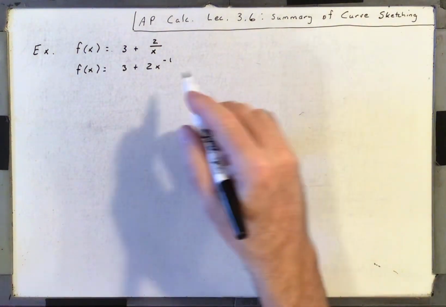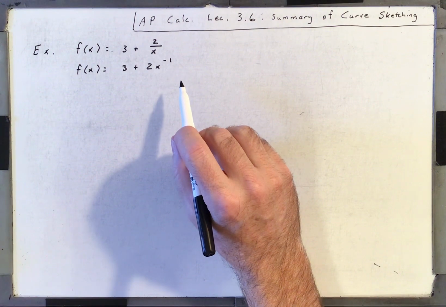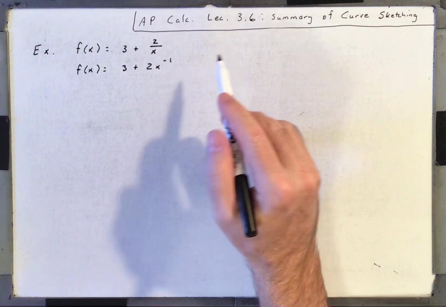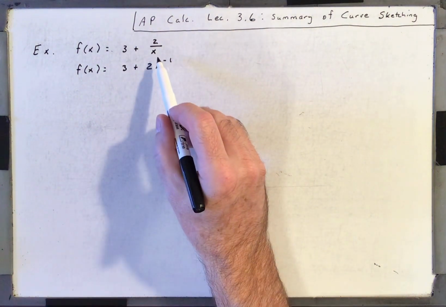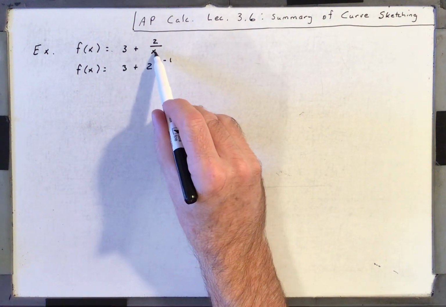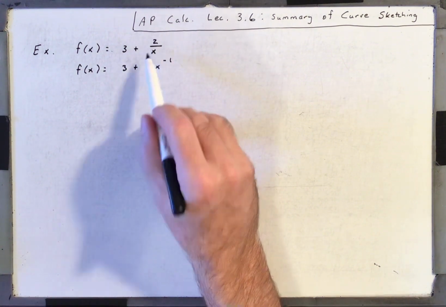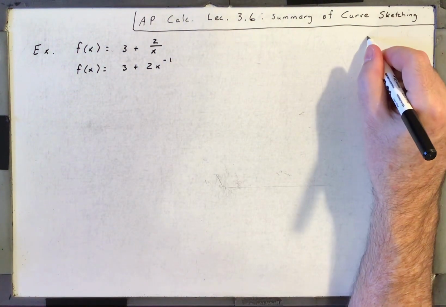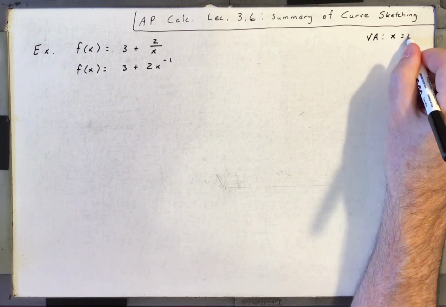So first of all, let's get the horizontal asymptote and the vertical asymptote if there is one. So at what x value is this function undefined? And it's at x equals 0. It doesn't really matter. There's a 3 over here. 3 plus 2 over 0 still is undefined. So we have a vertical asymptote at x equals 0.